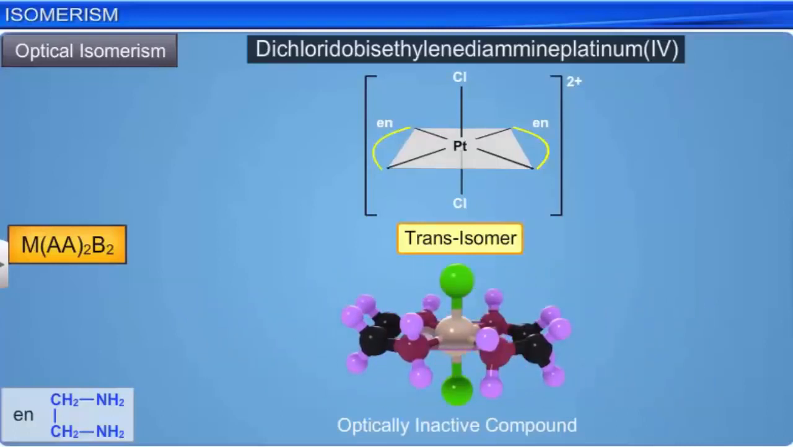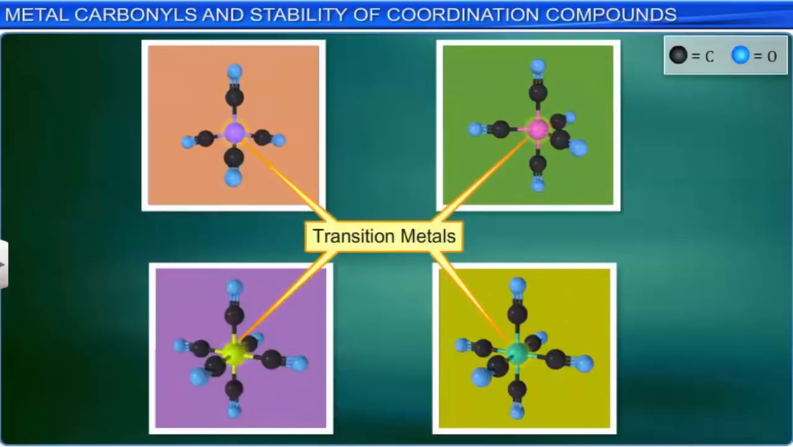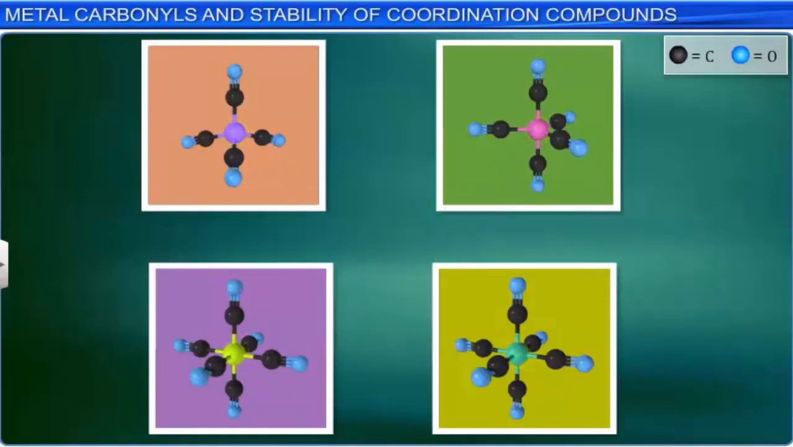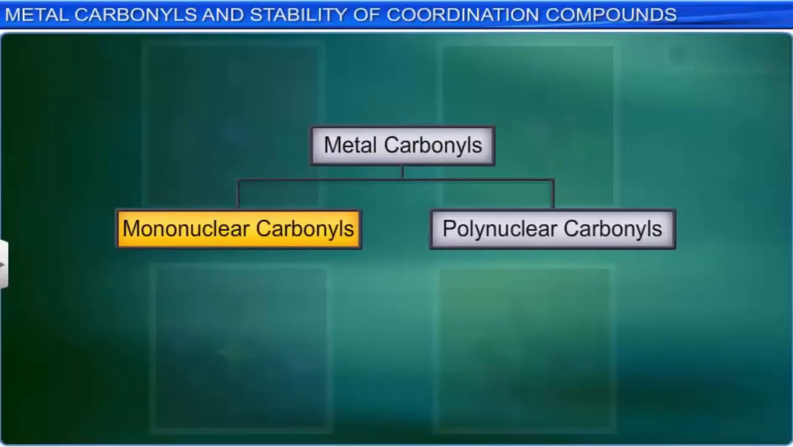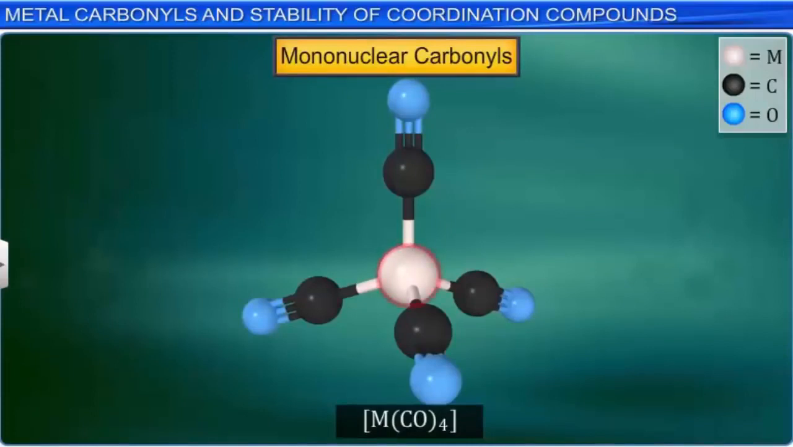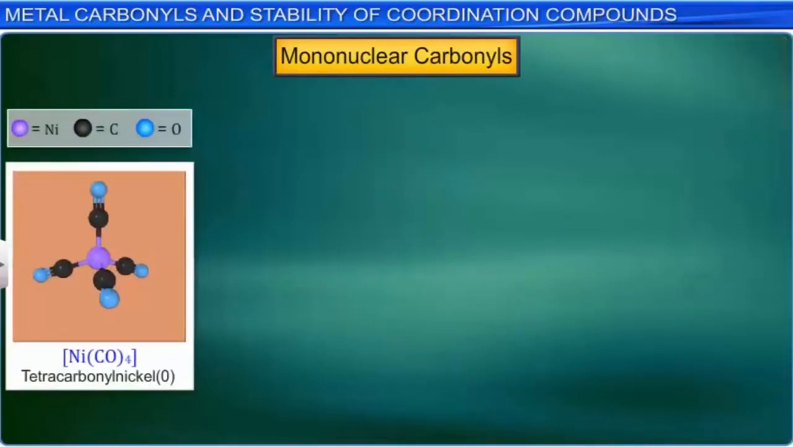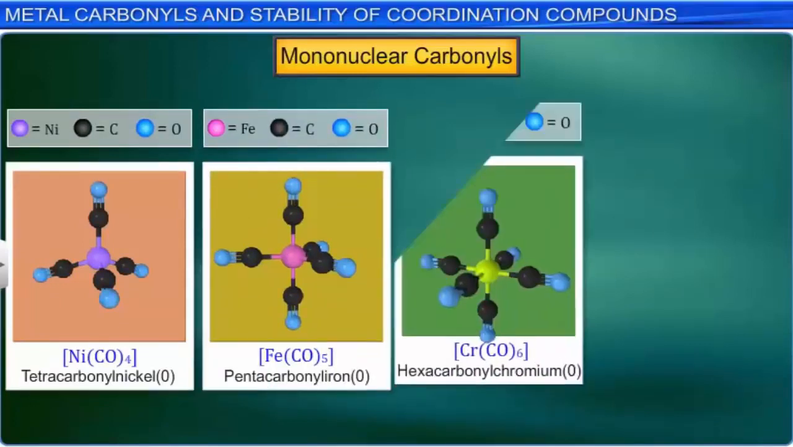Carbonyls are coordination compounds of transition metals with carbon monoxide. Depending on the number of metal atoms, carbonyls are divided into two types: monomeric or mononuclear carbonyls and polynuclear carbonyls. Mononuclear carbonyls contain one metal atom per molecule. For example, tetracarbonyl nickel(0), pentacarbonyl iron(0), hexacarbonyl chromium(0) and hexacarbonyl tungsten(0).